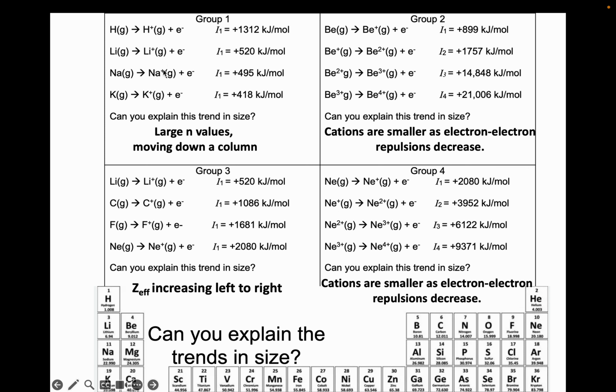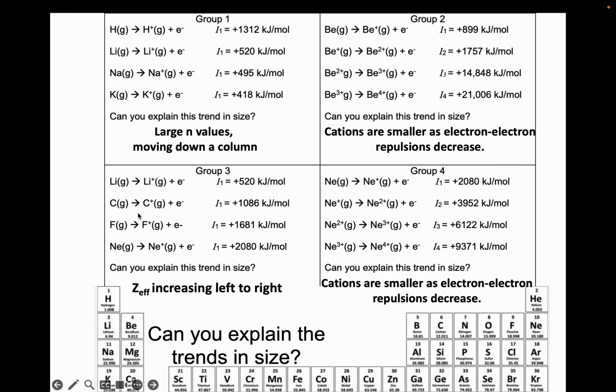Within group 1, it's illustrating how we have larger and larger principal quantum numbers moving down a column, which is leading to an increase in size. In group 2, here we're forming a +1 cation, then a +2, +3. These are the successive ionization energies. Cations are smaller as electron-electron repulsions decrease.